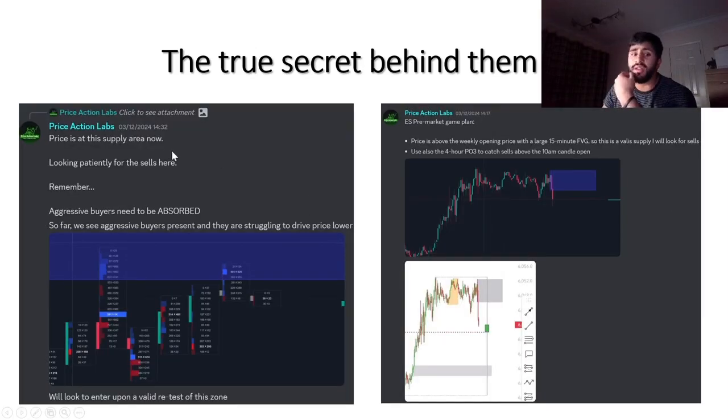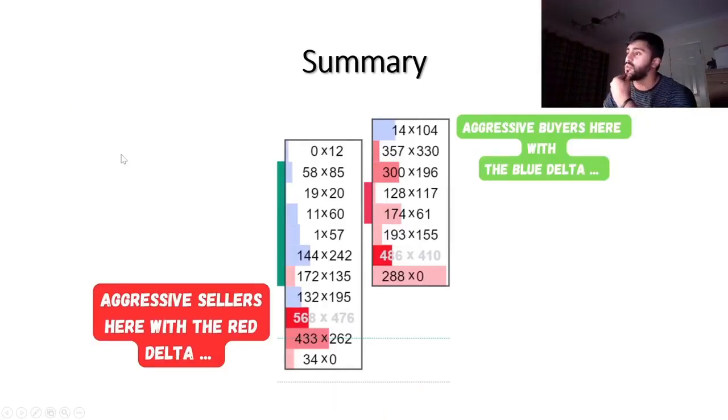We have the same thing over here, right? So price is at a supply area. Your job is to patiently wait for sellers. Now, what does it mean to wait patiently? You have to wait for price to get to the level. If we're at a supply level, you want to see aggressive buyers fail to drive price higher, and you take advantage as the level holds after aggressive buyers have been absorbed. Again, we'll be going over this in future videos, but this is the first video in the order flow series. So to sum this up, we have two candles over here, a green candle and a red candle.